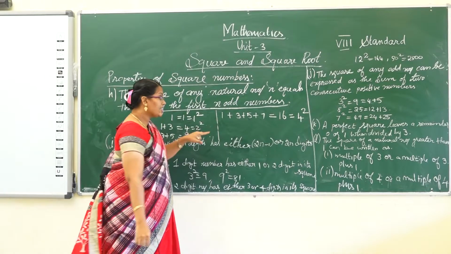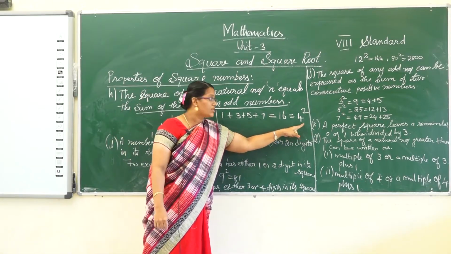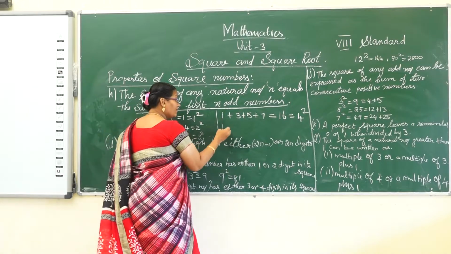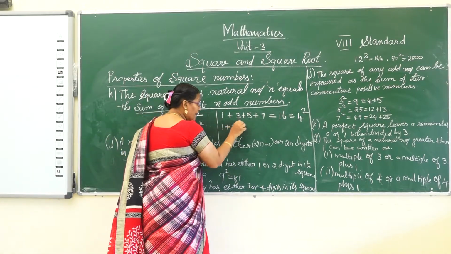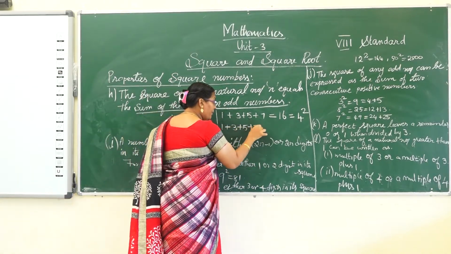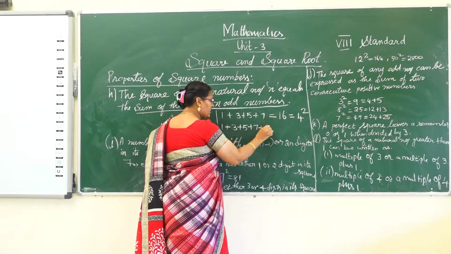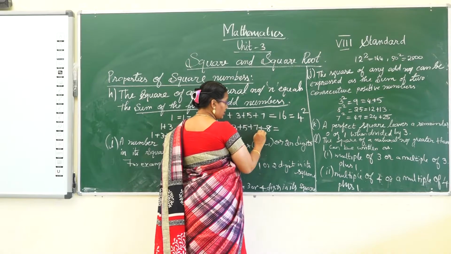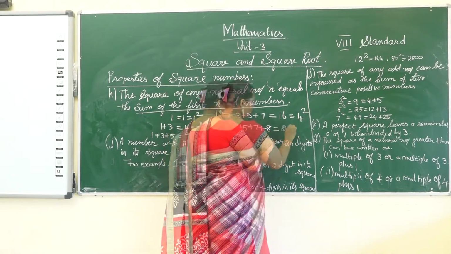We get the next square of natural numbers. And next, 1 plus 3 plus 5 plus 7 plus 8. So what do we get? Up to this one is 16, 16 plus 8, 24.